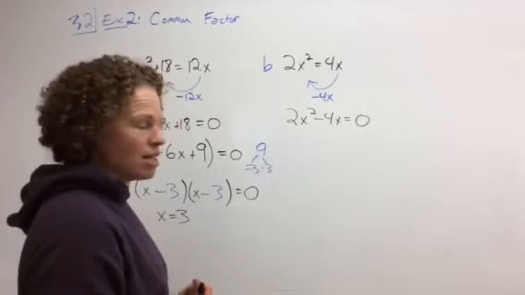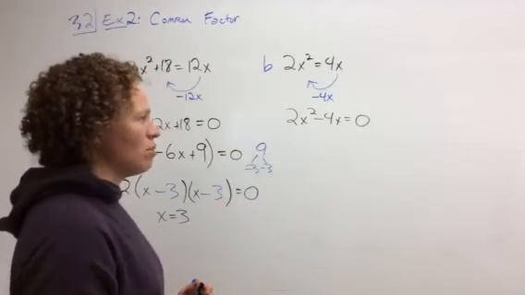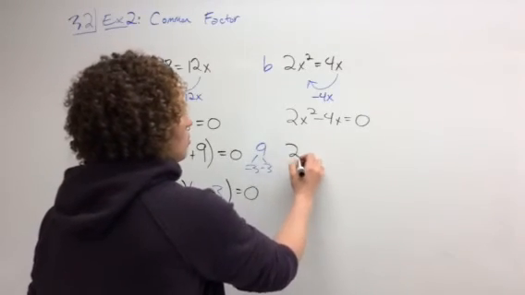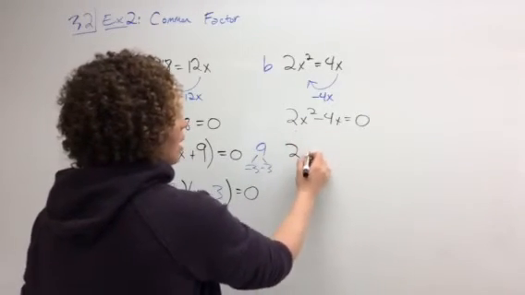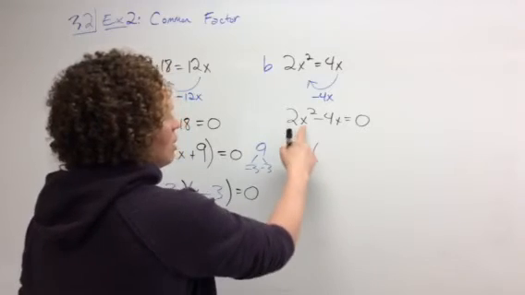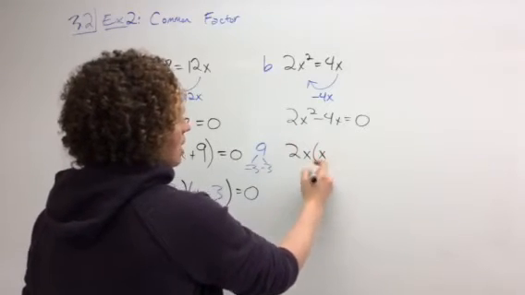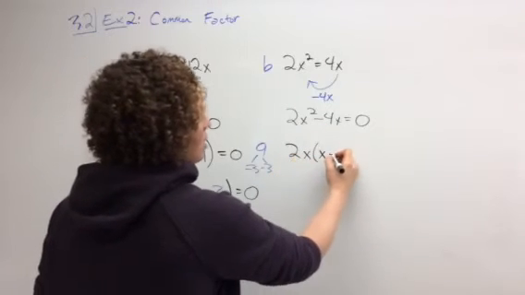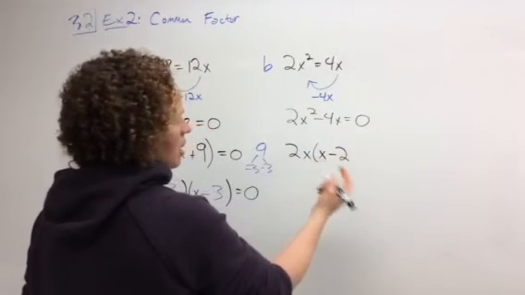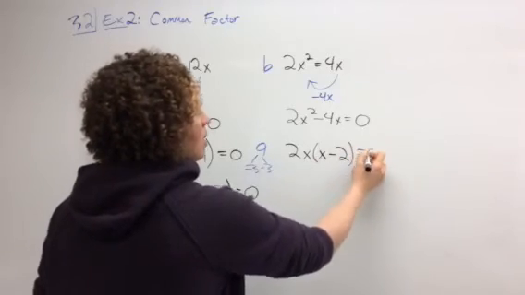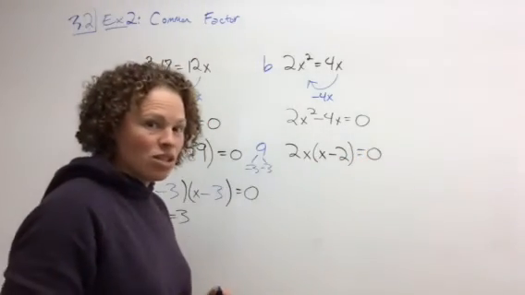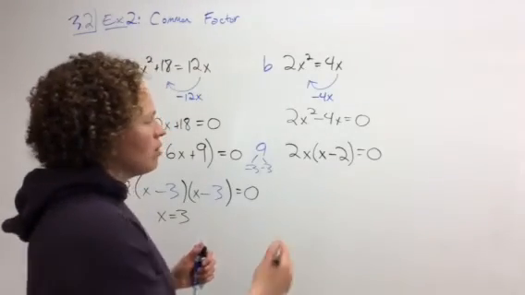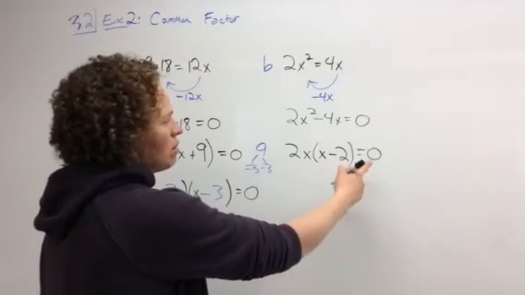What I can do is ask myself, what are the common factors between 2x squared and negative 4x? I can take a 2 out of each one, so I do that. I can take an x out of each one, so I do that. All that's left here, 2x times x equals 2x squared. Negative 4 divided by 2 is negative 2. X divided by x is just 1, so it's gone. There, factored. Super easy. Now, I just look at this and go, okay, normally speaking, what minus 2 equals 0?